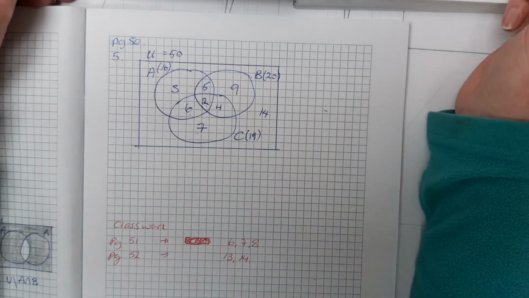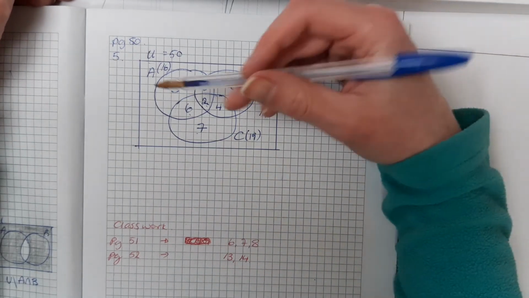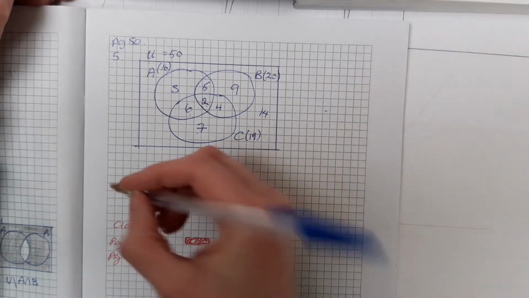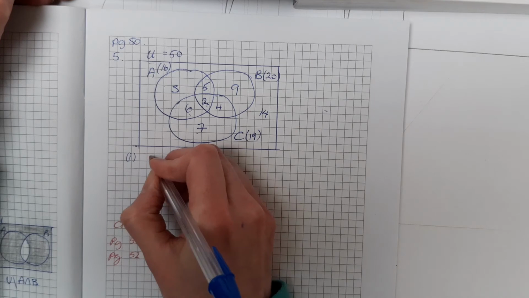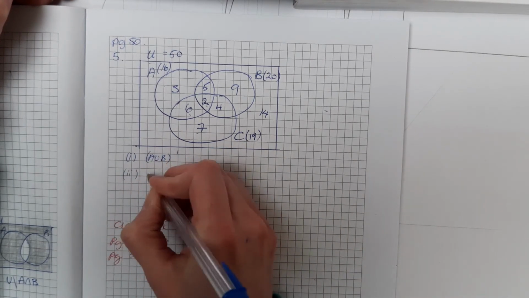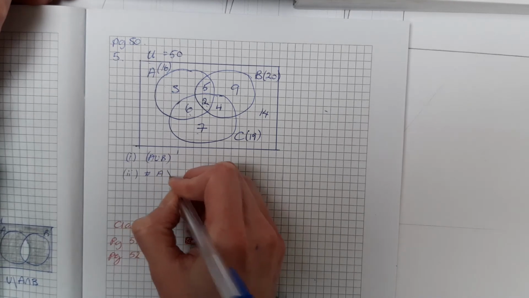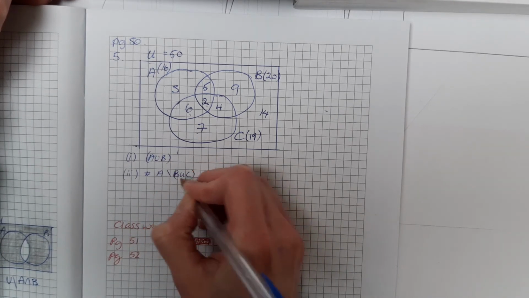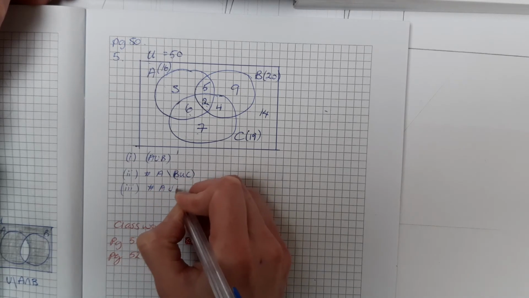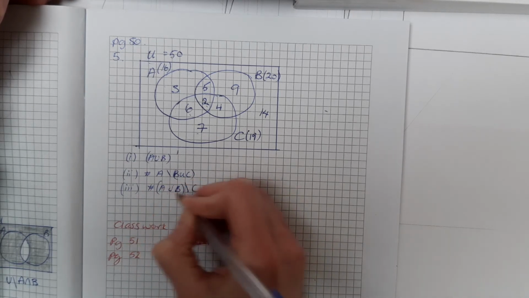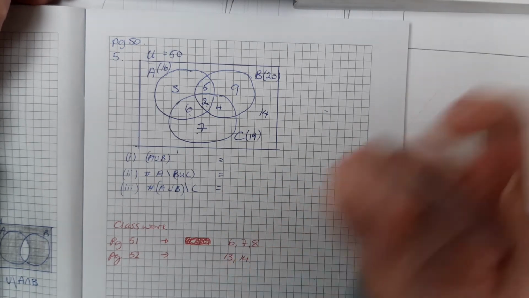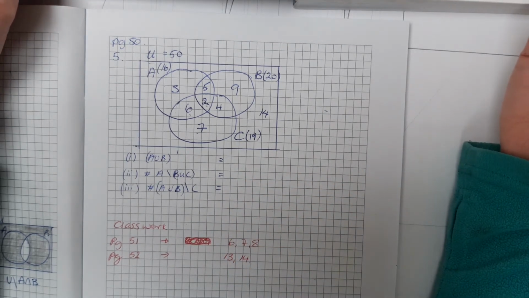Now that I have my Venn diagram complete and I have accounted for every individual space, I can now answer the 3 questions on it. So there's 3 parts to it. The first one is A union B complement. The second one is the cardinal number of A less B union C. And the third one is the cardinal number of A union B less C. And we'll take this bit by bit.